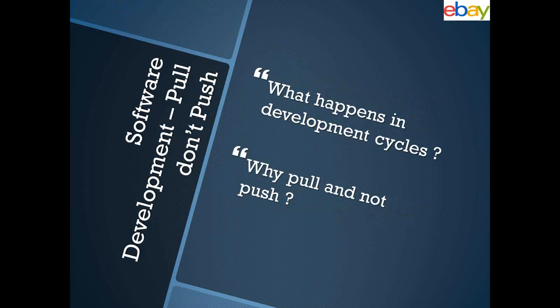So we talk about software development and what happens in development cycles, and why should we go for a pull system and not a push system. The manufacturing industry, especially in Kanban, uses a pull system where based on demand, they procure all the inventory and start the process, and they don't have everything ready futuristically thinking of what they need next. So how will this help us in software? That is what we're going to look into.